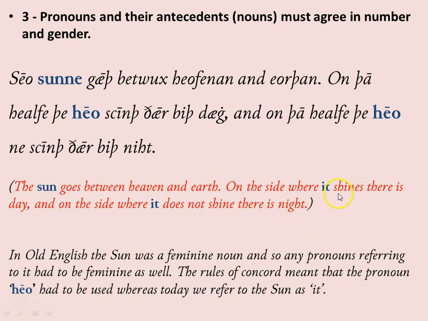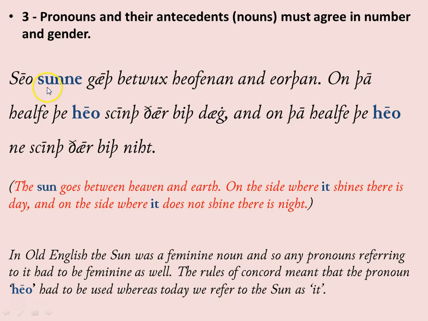And notice here in modern English, we refer to the sun as it, as neuter. In Old English, suna was a feminine noun. And so whenever we needed a pronoun, when referring to it, other than using the word suna, in Old English we had to refer to it by the pronoun heo, she. Okay, and it's the rules of Concord actually that require that. It's not that we're saying the sun is somehow female or something and it's a she.